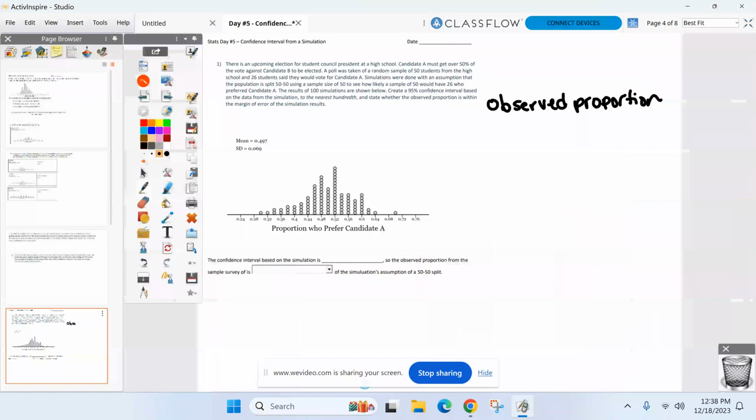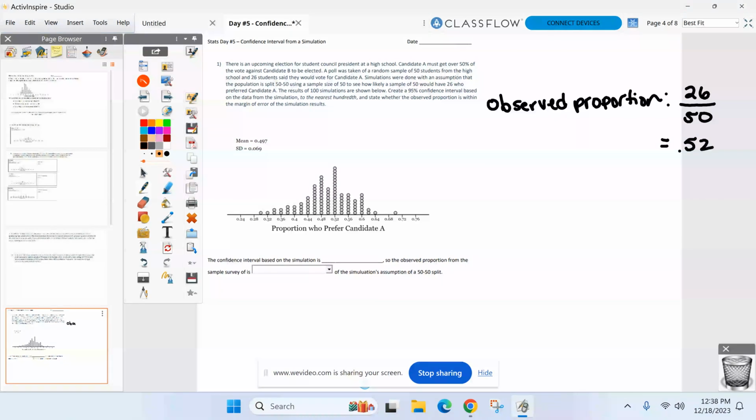Whatever went out and was sampled is going to be our observed proportion, and we need it in decimal form. I'll show you why we need it as a decimal at the end. So they did 50, and how many voted for them? 26. So 26 out of 50. You can do that right on your calculator. 26 out of 50 is 0.52.